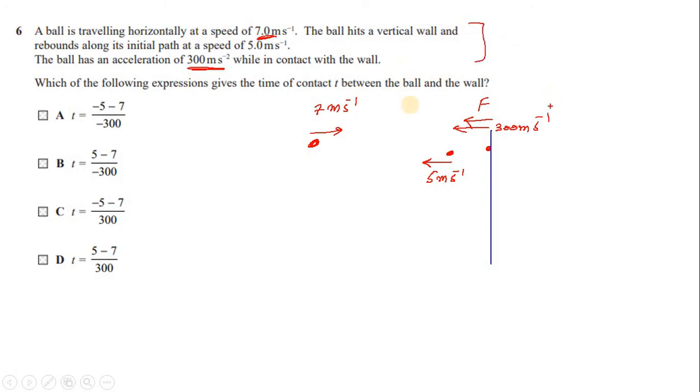So I will consider this right direction as positive and the left direction as negative. It's just arbitrary generally, because for the right side we choose positive x-axis. So positive direction, negative direction. That means in terms of velocity, this is plus 7 meter per second, this is minus 5 meter per second, and acceleration is also minus 300 meter per second squared if you see the direction. And we need to find the time.